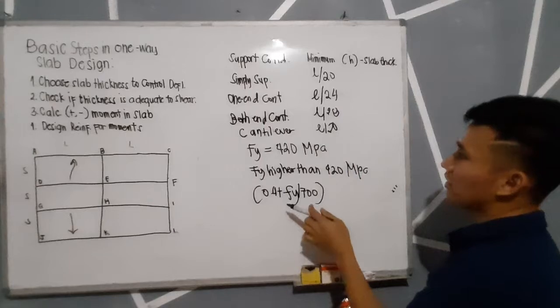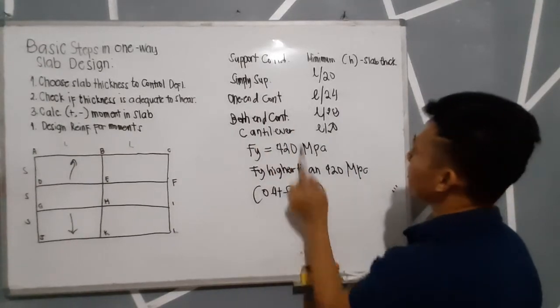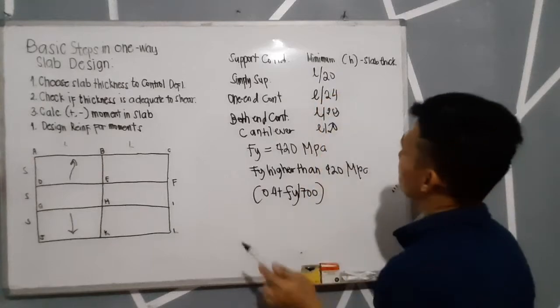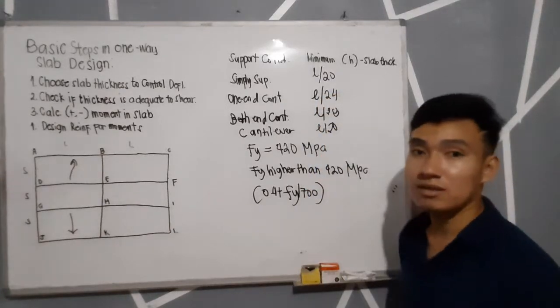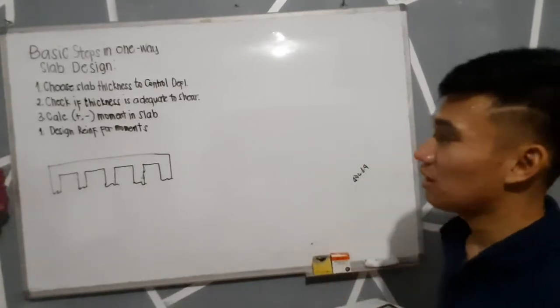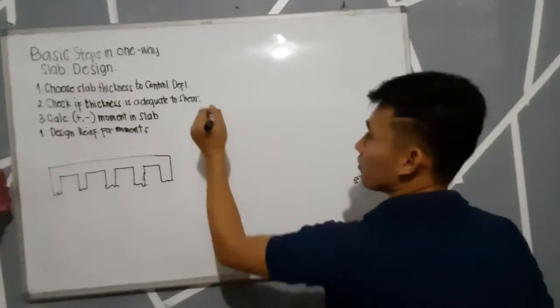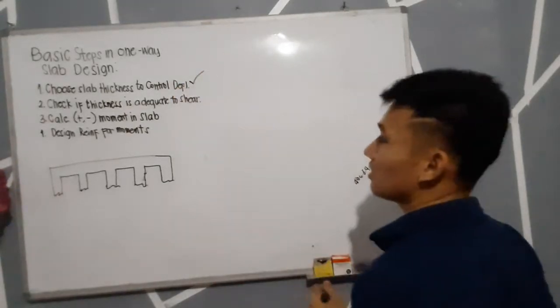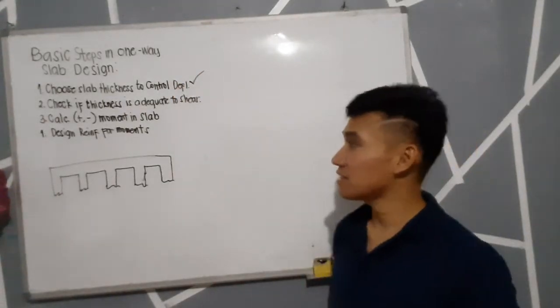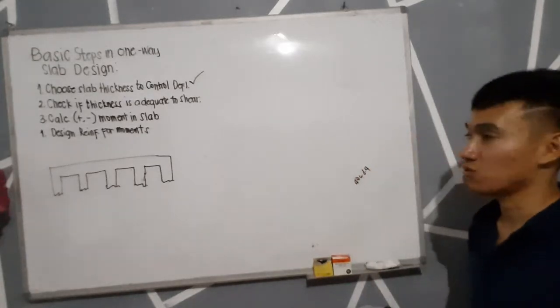So this expression will be multiplied to the given support condition. If the support condition is simply supported, you multiply it there, and you get the minimum thickness. So tapos na tayo sa step number 1. Our second step would be to check if the thickness is adequate for shear.